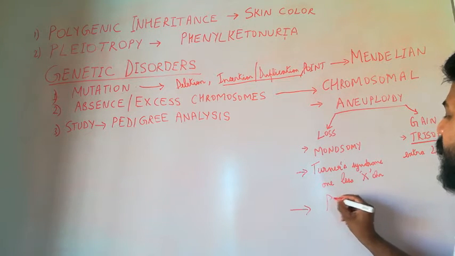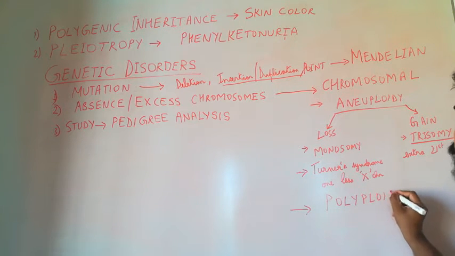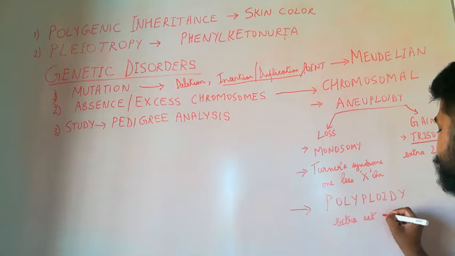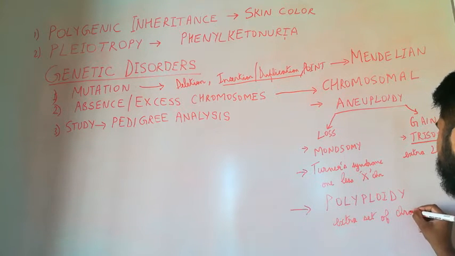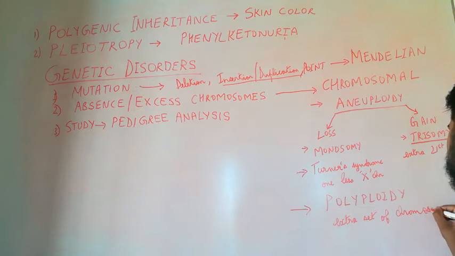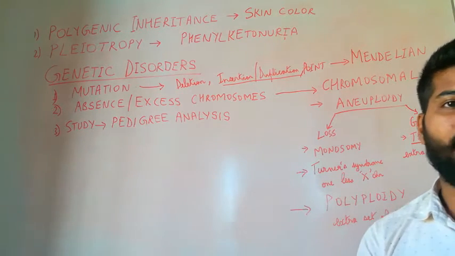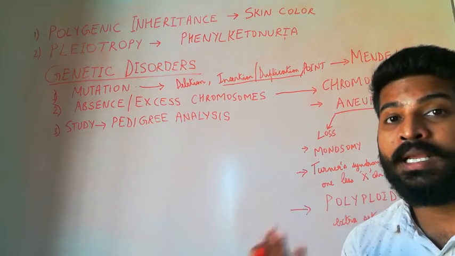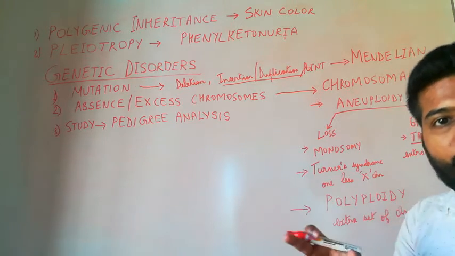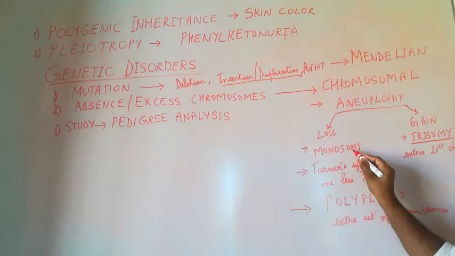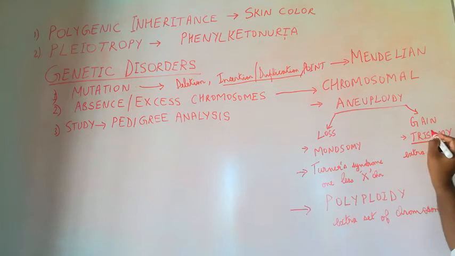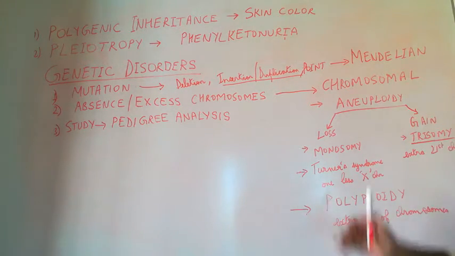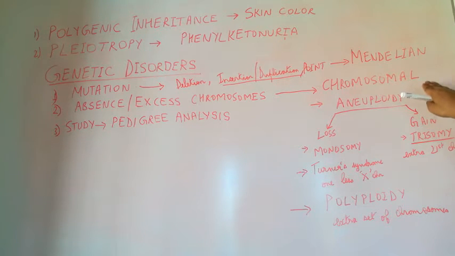In plants, we find what is called polyploidy, that is, extra sets of chromosomes. Complete chromosomal sets are inherited. This is usually seen in plants. Instead of diploidy, they could exhibit triploidy, tetraploidy, hexaploidy, etc. So a complete set of chromosomes is extra, whereas here one chromosome is less, and here there is one extra chromosome, that is, one single chromosome. These are Mendelian disorders and chromosomal disorders.